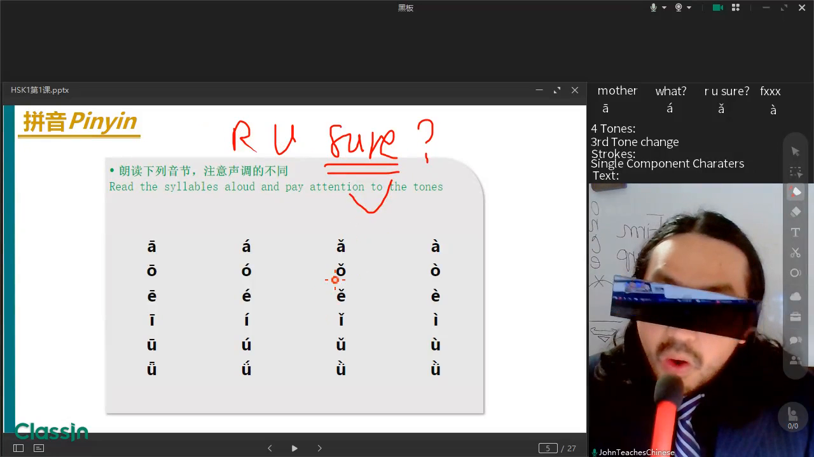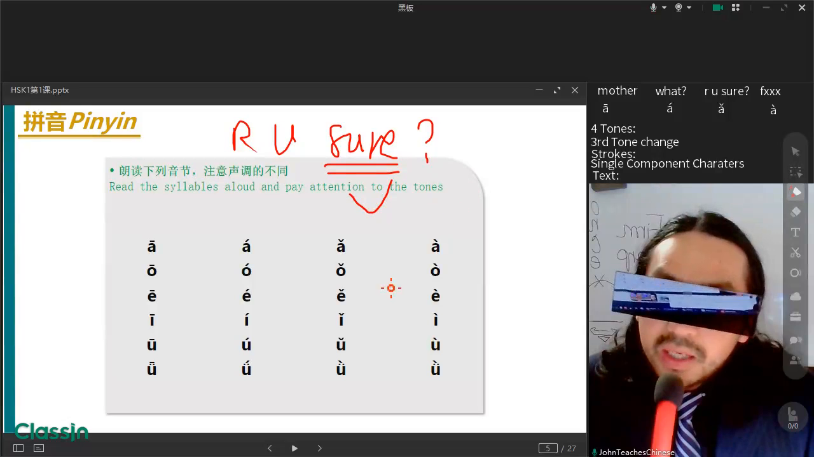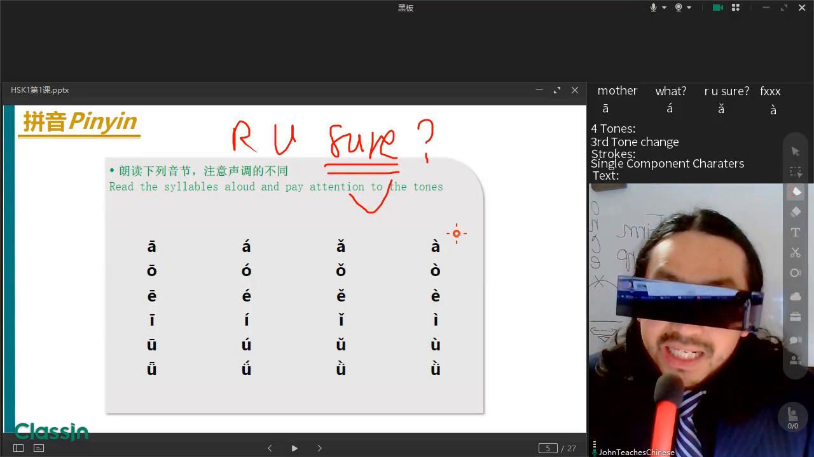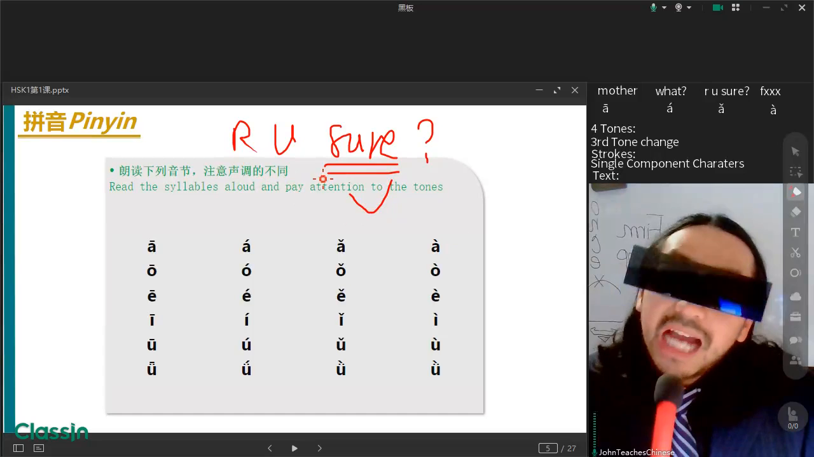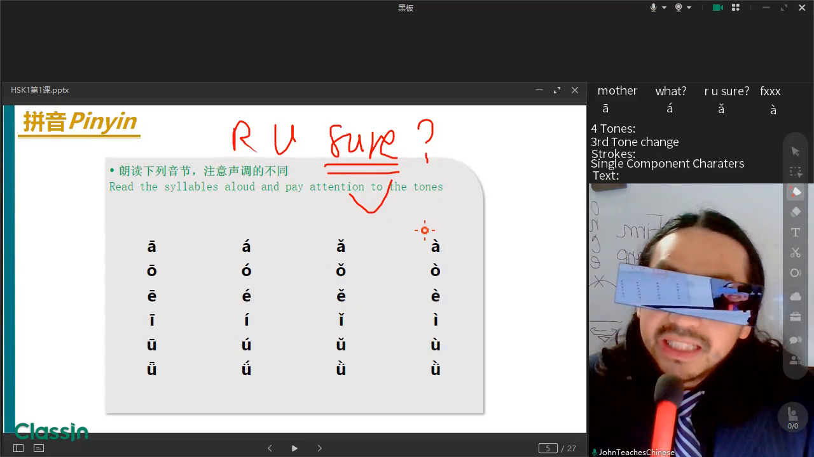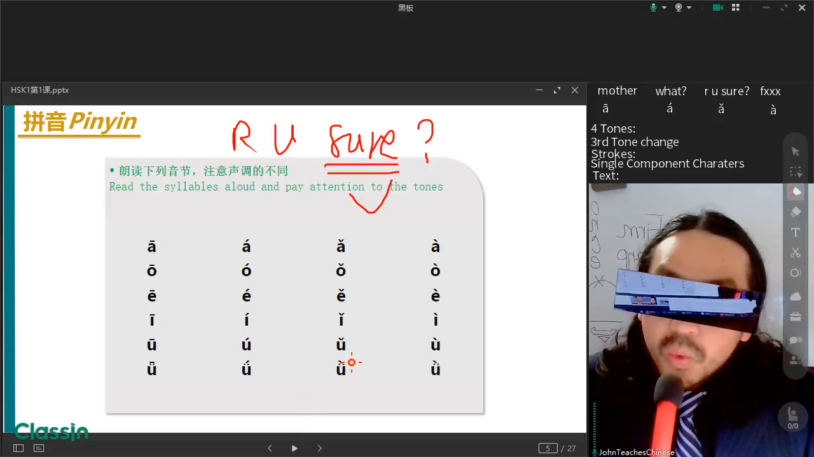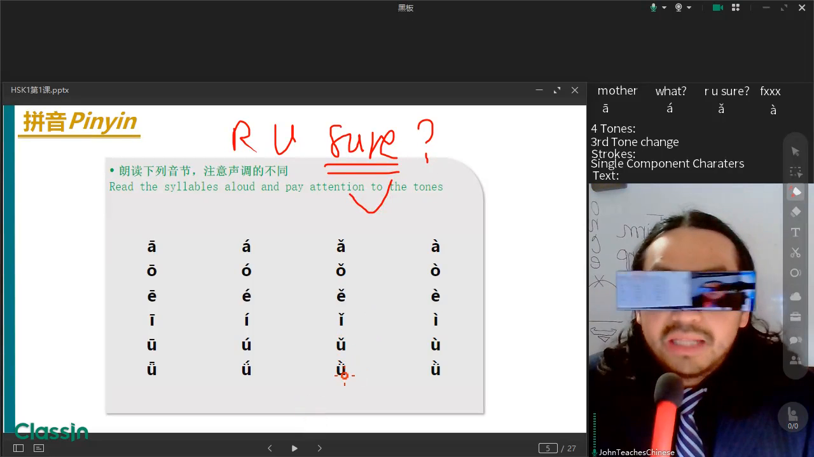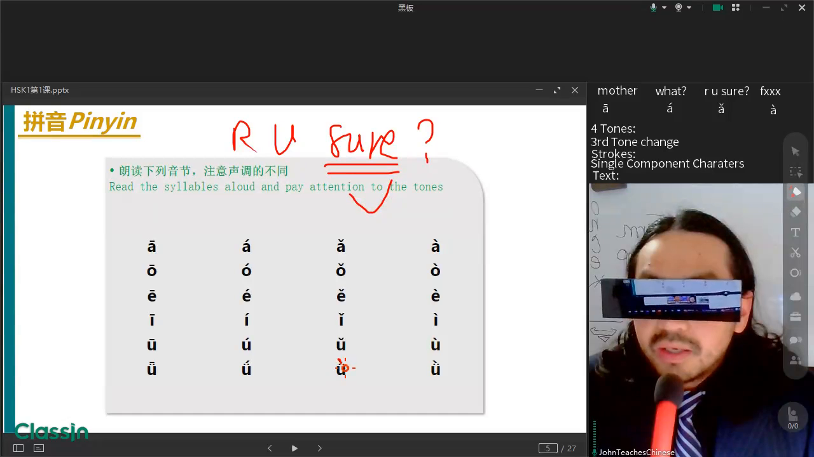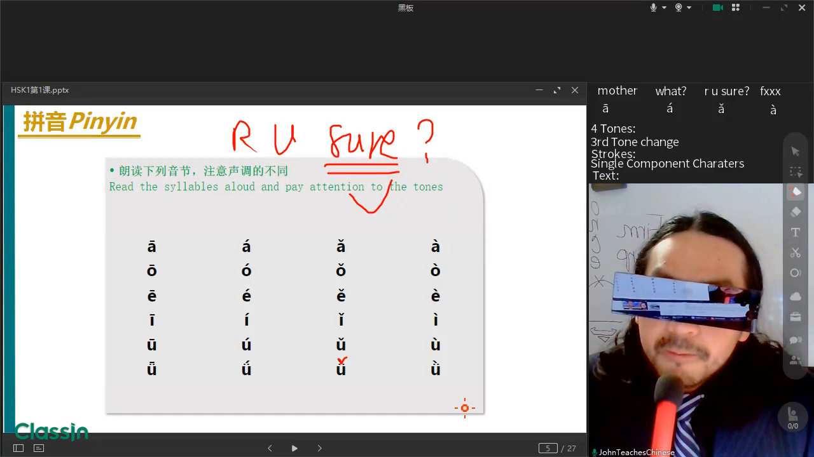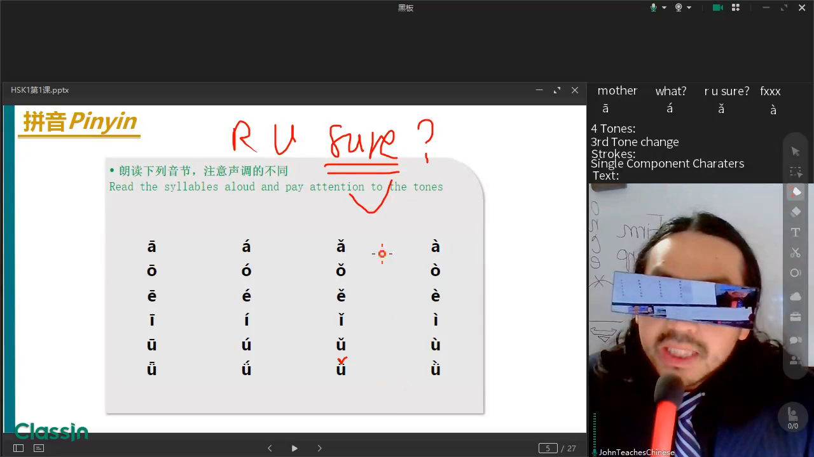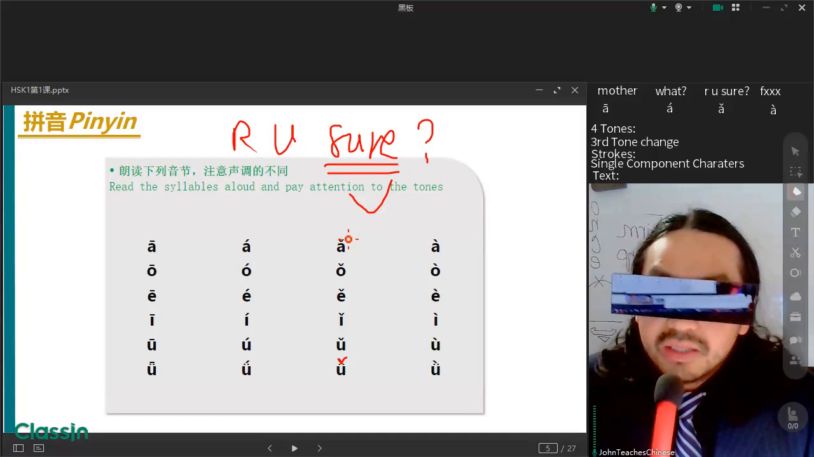Are you ah? Are you o? Are you e? Are you wu? And okay, so here's a little round. Yu. Okay, and this is the feeling that you should have when you are speaking the Chinese third tone.